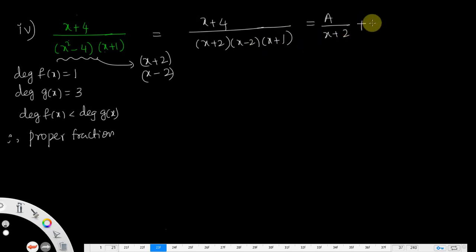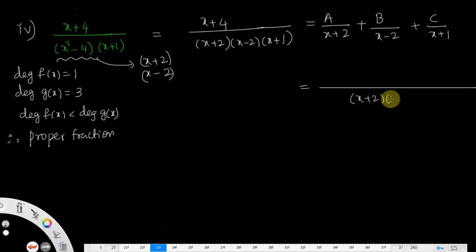If the factors are 2 only, we can separate it by 2 terms only. Here 3 are there, that is a by x plus 2, b by x minus 2 and c by x plus 1 we have. Then solving is the same method only, but taking the LCM part is somewhat difficult. So here I am taking the LCM, that is also the same thing. LCM is x plus 2 into x minus 2 into x plus 1.